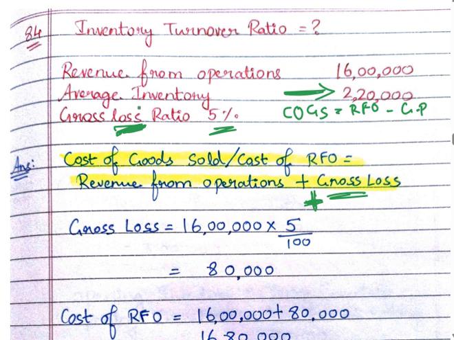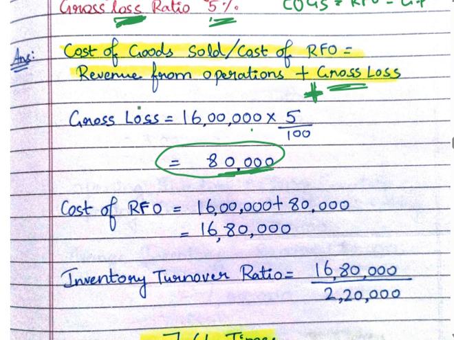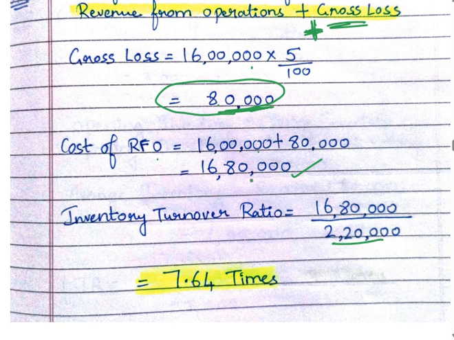Gross loss is calculated in the same way, just like how you calculate gross profit. 16 lakhs, that is revenue from operation, multiplied with 5%, 5 by 100. You get 80,000 as gross loss. So cost of revenue from operation or cost of goods sold is equal to 16 lakhs plus this loss value 80,000. 16 lakhs 80,000. Yes, we got this value. Average inventory is also given directly. So 16 lakh 80,000 divided by 2 lakh 20,000, which gives you 7.64 times.